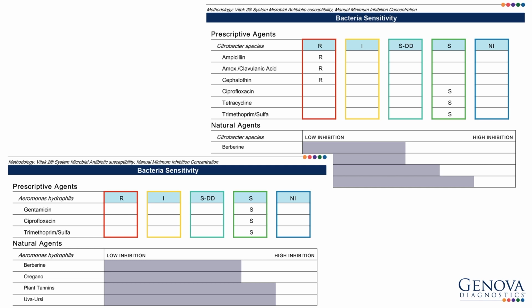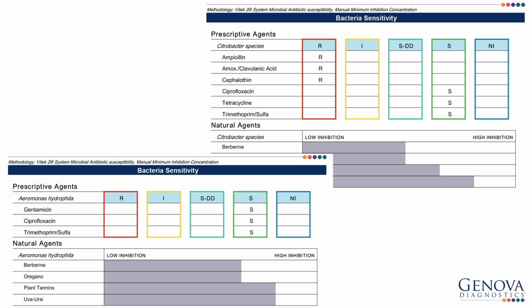Here we have the sensitivities for the pathogen Aeromonas hydrophila and potential pathogen Citrobacter. Aeromonas was sensitive or susceptible to gentamicin, ciprofloxacin, and trimethoprim sulfa in the S column. Citrobacter was susceptible to cipro, tetracycline, and trimethoprim sulfa, and anything in the R column would not work.